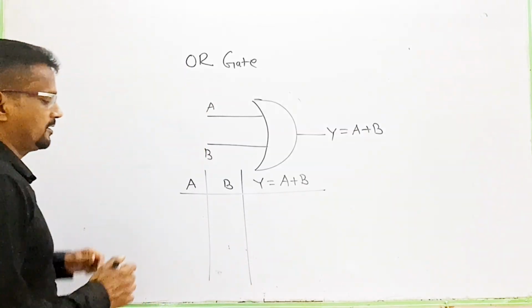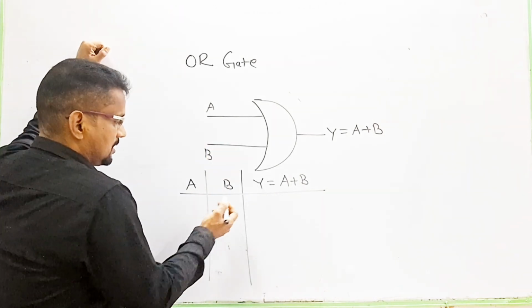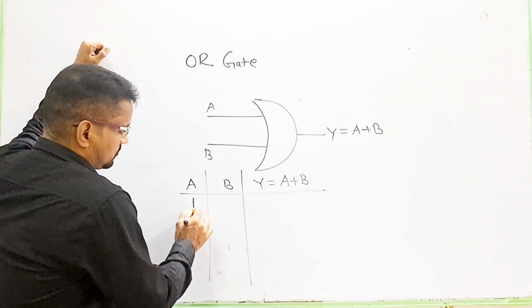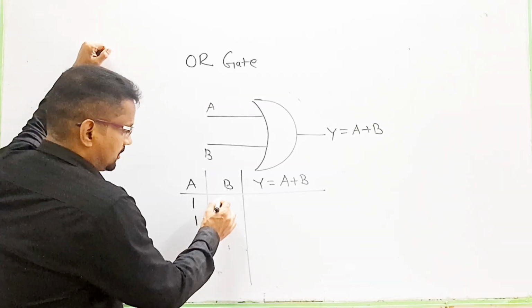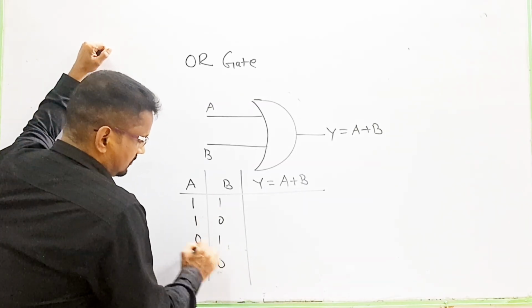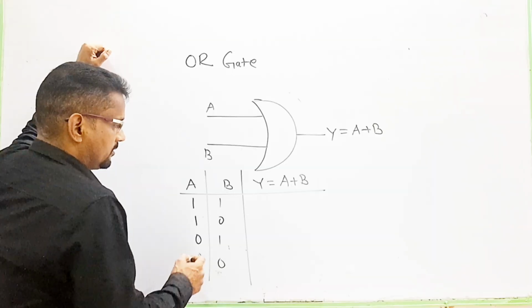It is like this. At first let me make the rows. How to make the rows? Similar process. 1, 1, 0, 0. 4 number of rows will come. Then 1, 0, 1, 0. You have got it. Now you see.